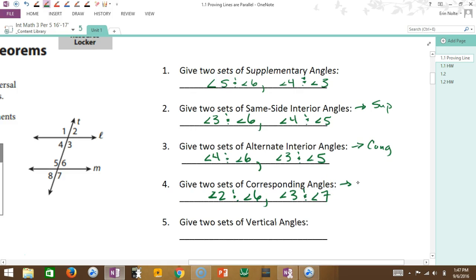Tell me something about corresponding angles. What's their relationship? They're identical. What's another word for identical in a geometry world? Congruent. They are congruent. Yes, congruent angles. They are the same.